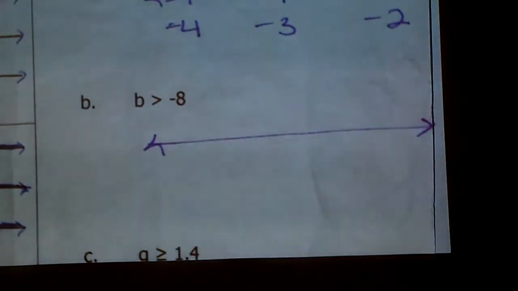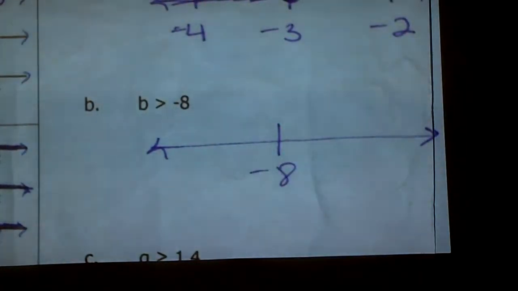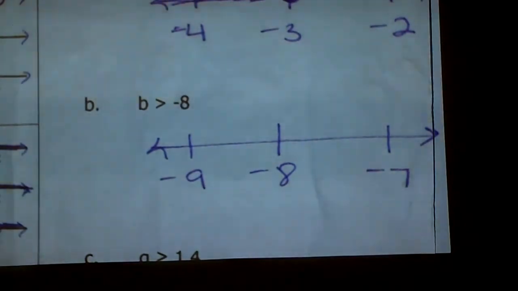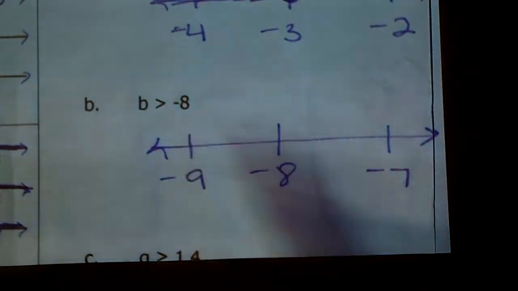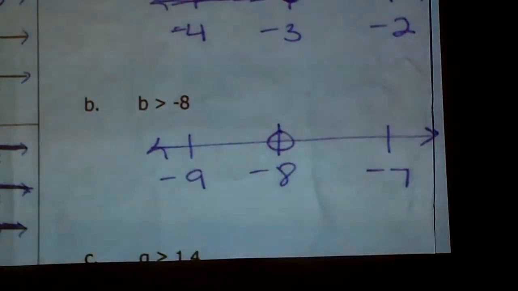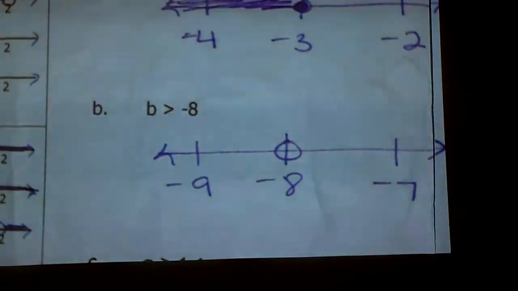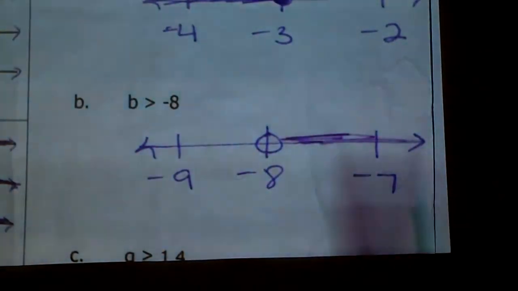It says b is greater than -8. So in the middle here, I'm going to write the number I'm comparing b to. And on either side, I'm going to fill in a digit. So it should be -9 to the left, -7 to the right. If b is greater than -8, it means it cannot be -8, so I'm going to use an open circle. But greater means I'm going to shade all the values to the right.